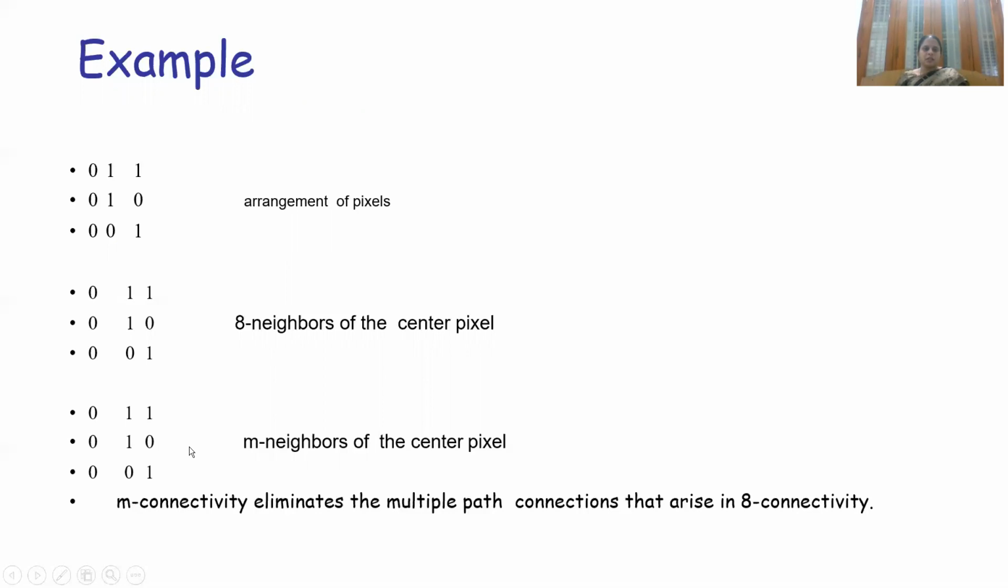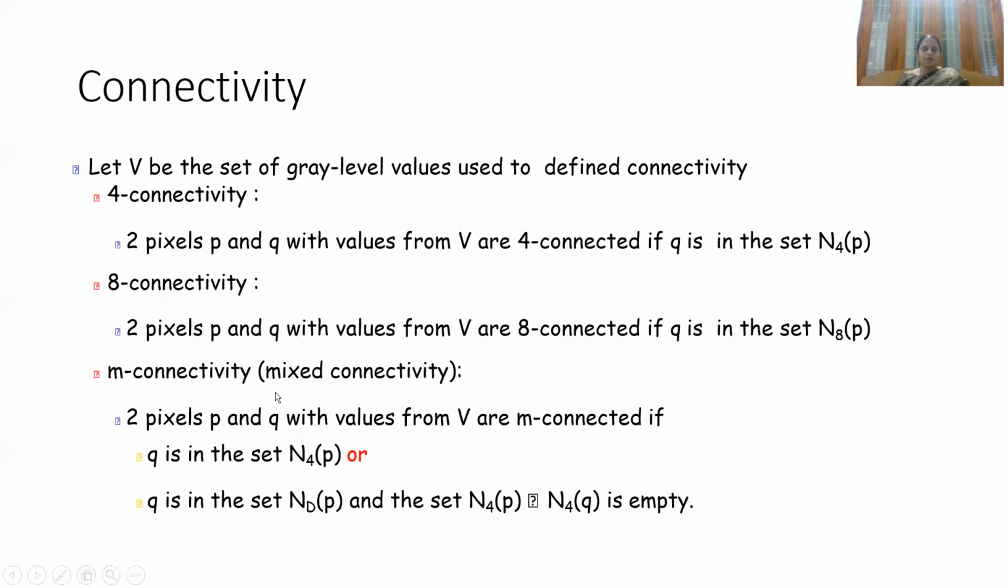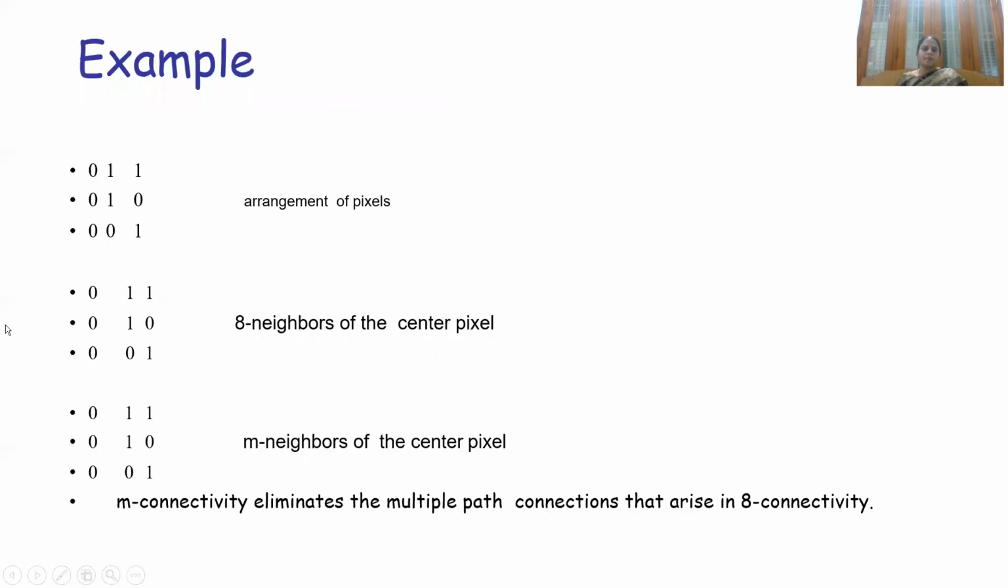And next is M neighbors, M connectivity, or we can say it is mixed connectivity. That is, Q should be in the set N4 of P, or it should be in the set of diagonal neighbors of P, and the neighbor sets of P and Q should not have any common elements.